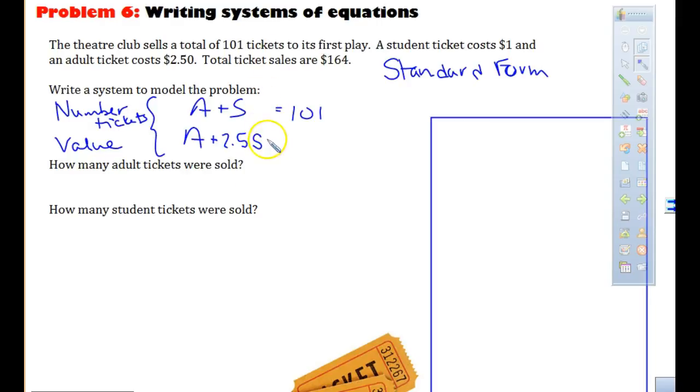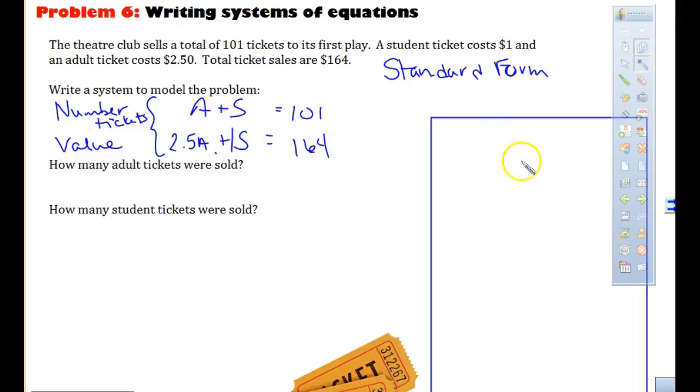So adult plus student equals, she used x and y. I'm using a and s for adult and student. My adult one was $2.50, my student was $1, so 1s, and my cost was $1.64.